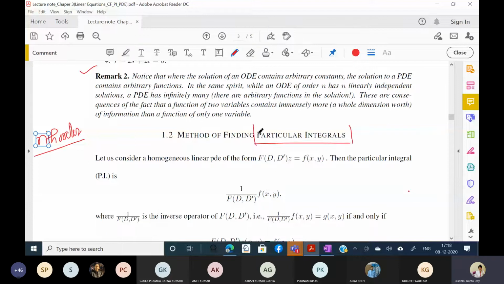How to find the particular integral means your partial differential equation is of the form f(D, D')z = f(x, y). So this is your nth order partial differential equation, which is linear, and it is a special type. Why do I say that? Because the coefficients are particularly constant. I'm not considering coefficients to be functions of x and y. That is not our target initially.